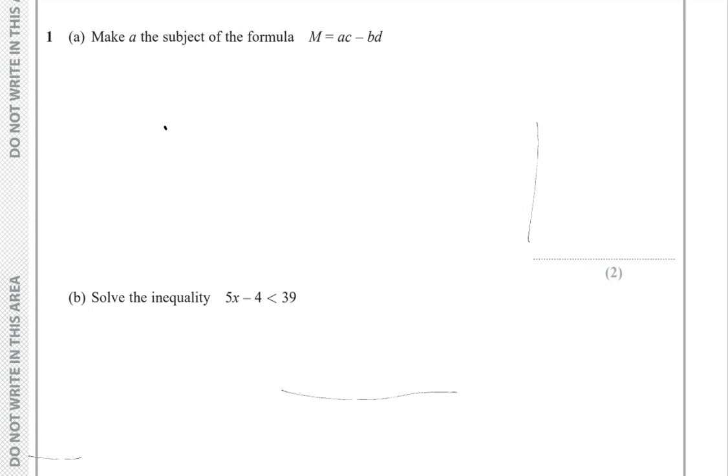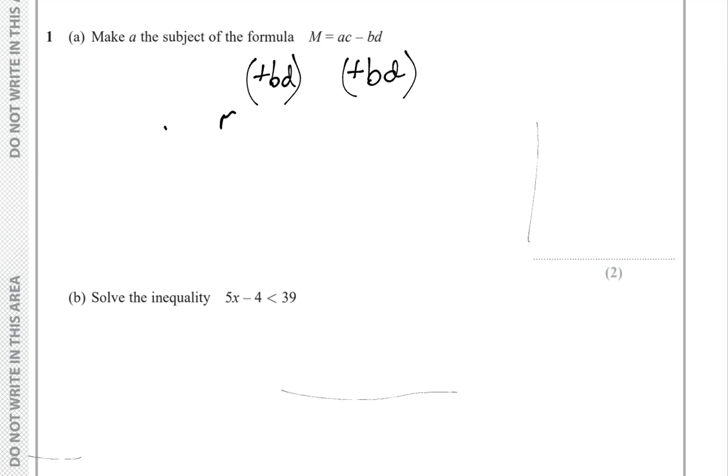So we've got M is AC minus BD. So we're going to try and get all the A's on one side and everything else on the other. And we do that first by addition. So we're going to try and get the BD, so we're going to add BD to remove it from this side. But what we do to that side, we must do to the other side. So we're going to add BD to this side.